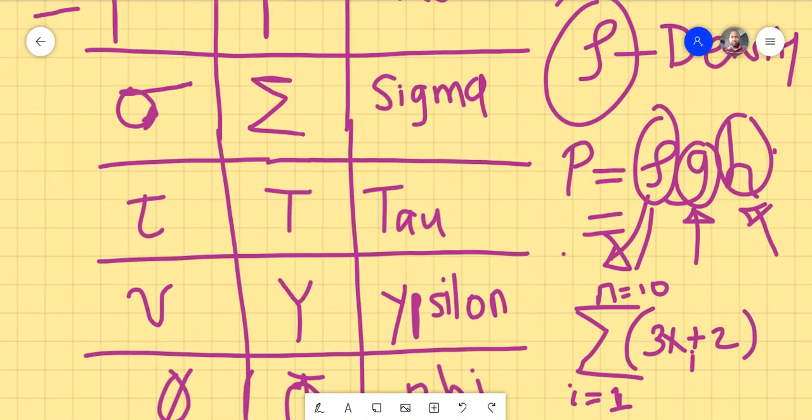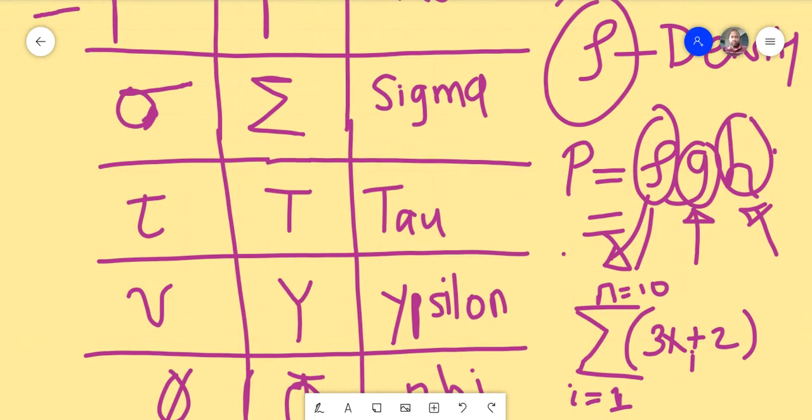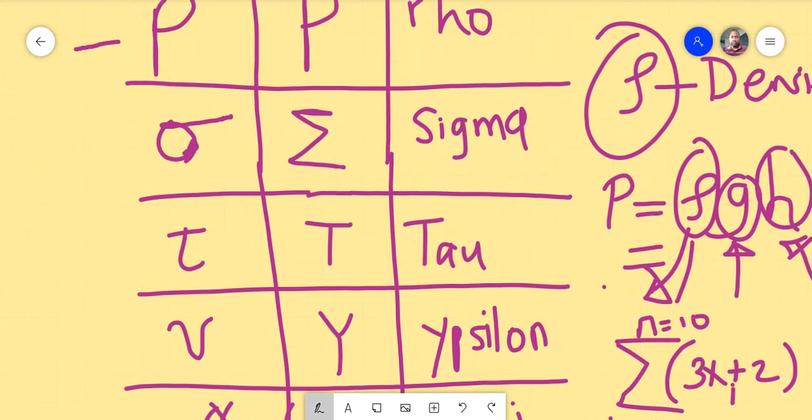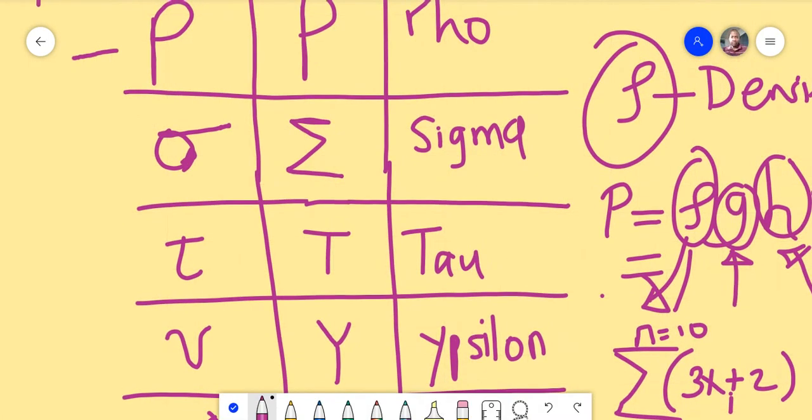Okay, and then let's go to the small sigma. The small sigma also has meaning, but mostly it's used to represent an angle. Small sigma usually represents an angle. And then you have tau. Tau represents transmission coefficient, which I think you will know later.